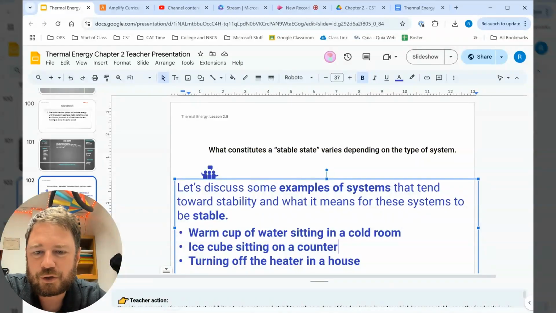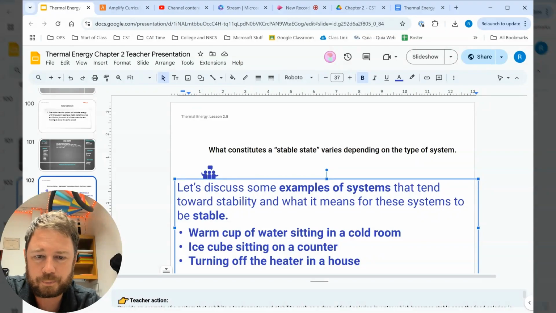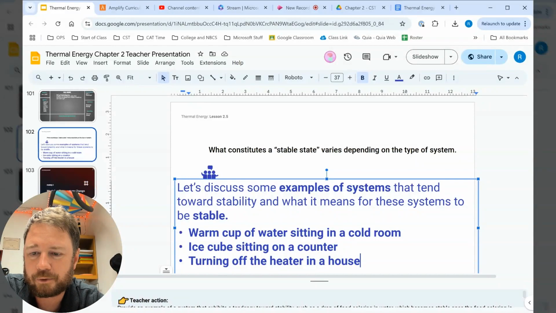Now, if you put an ice cube on a counter, over time the ice cube is going to melt and warm up. So the ice cube is going to increase in temperature and the countertop will actually get colder. It'll decrease in temperature. This will warm up, this will cool down until they reach the same temperature, and then they'll be in equilibrium. If you turn off the heater in a house, over time the house is going to cool down, the outside environment is going to warm up, and they're going to shift until they have the same temperature, and then it's not going to change very much after that.